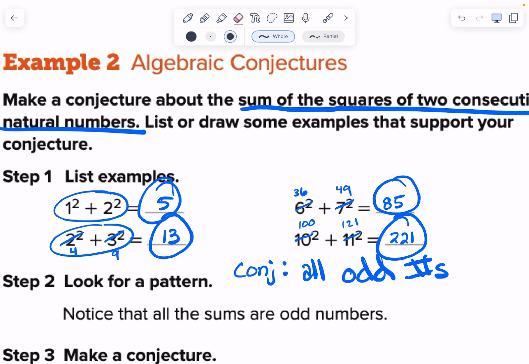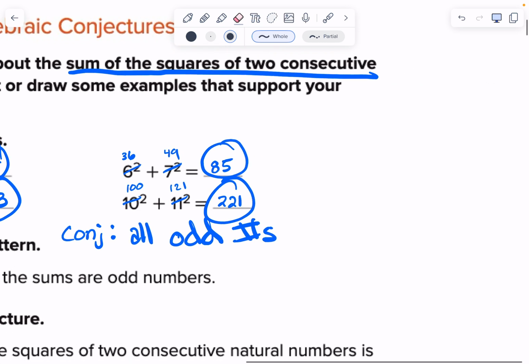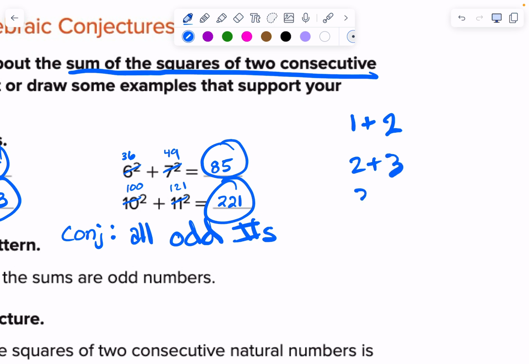Every time you square two consecutive numbers and add them together, it will give you an odd number, no matter what, right? What happens if I just add the consecutive numbers and not square them? Like if I add 1 and 2, and 2 and 3, and 3 and 4, what will that always be? That will always be odd as well, right?